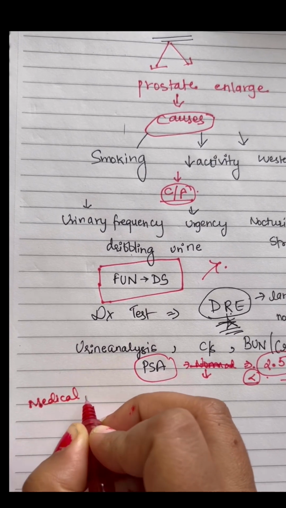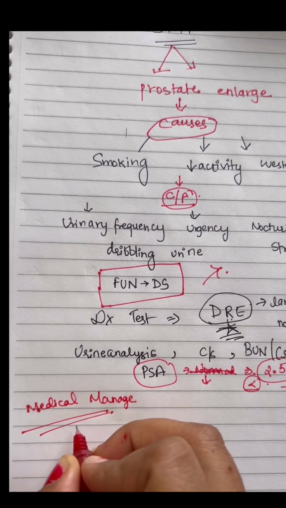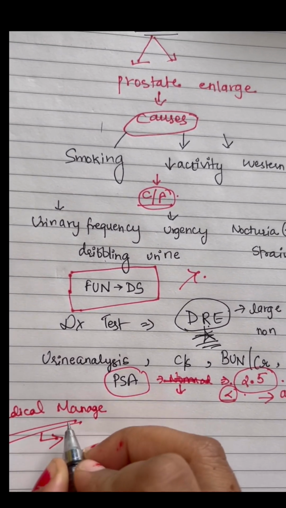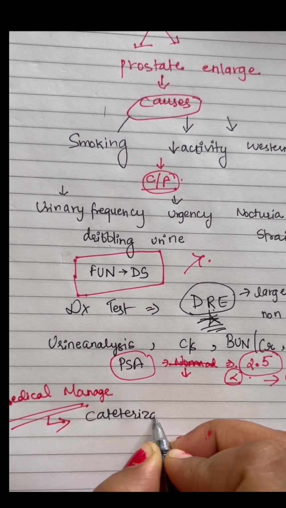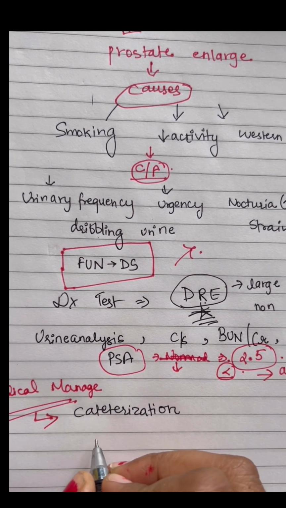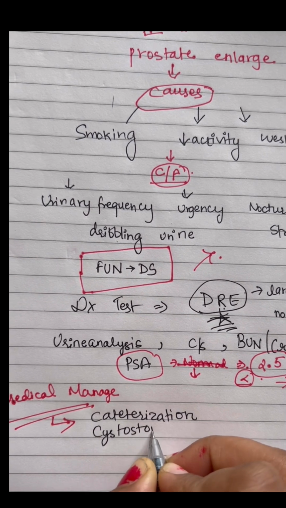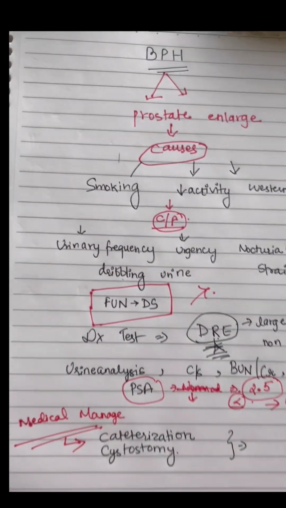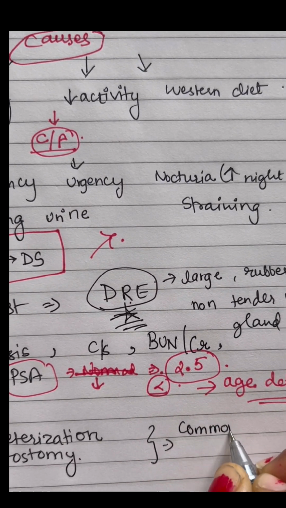What are the most important medical managements which are normally done in case of BPH? Remember, our main problem and our main intention is to solve the urinary problem. So most frequently catheterization is done in most patients. Similarly, another intervention is an operation, the procedure known as cystostomy. And in exams this question is most frequently asked.